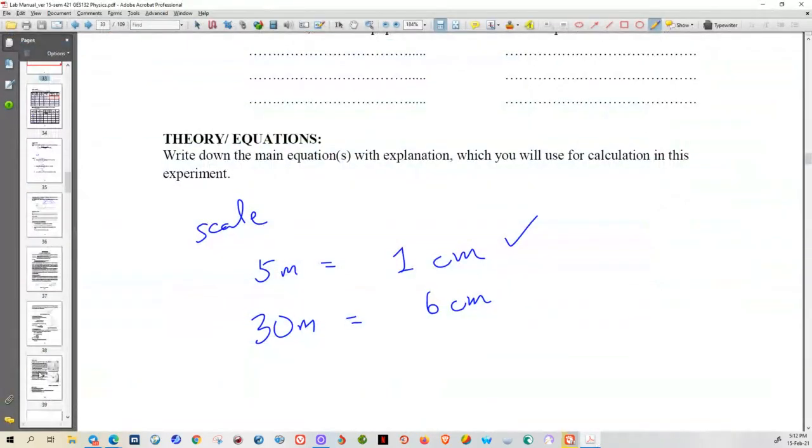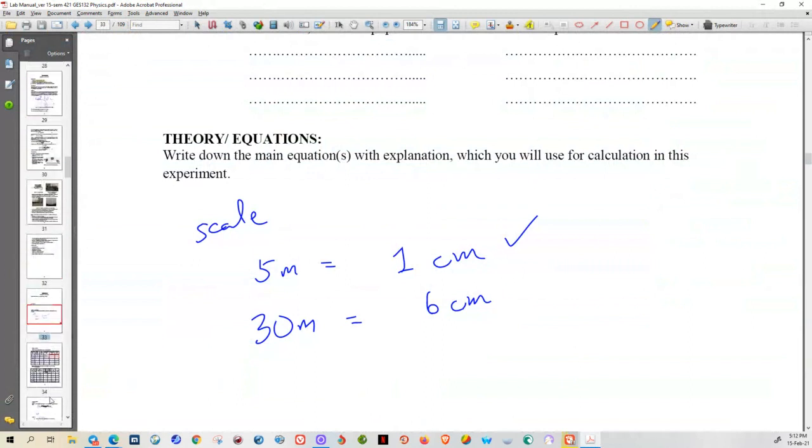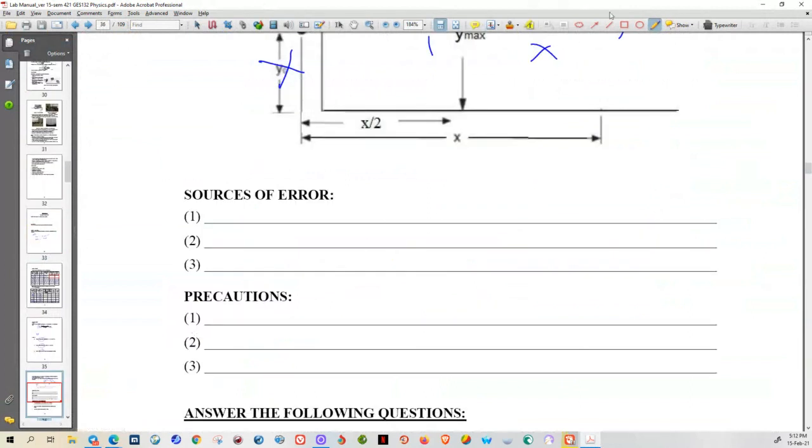So if we go to the source of error, number one, down here, you can write it here: source of error, air resistance. What's the precaution? You have to remove the air resistance. How do you remove air resistance? You have to put the experiment in vacuum. Is that clear?